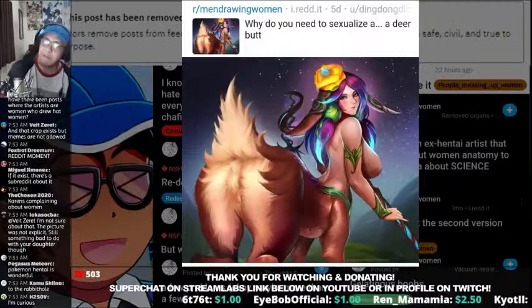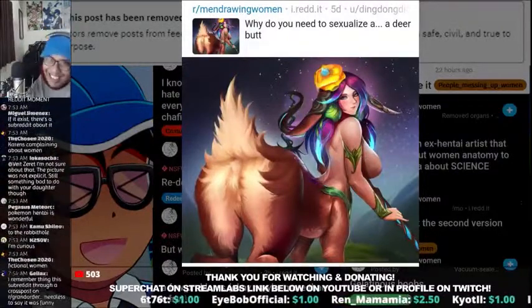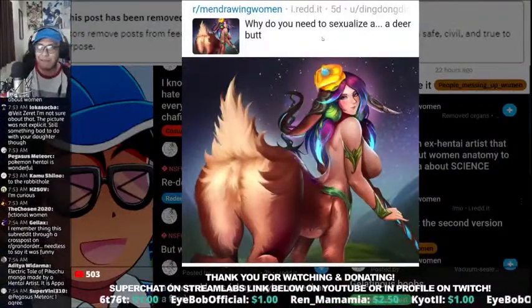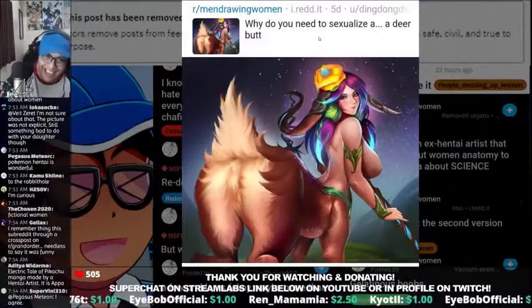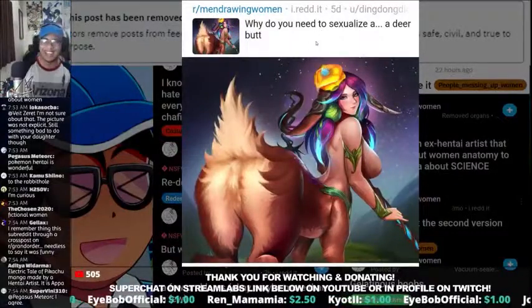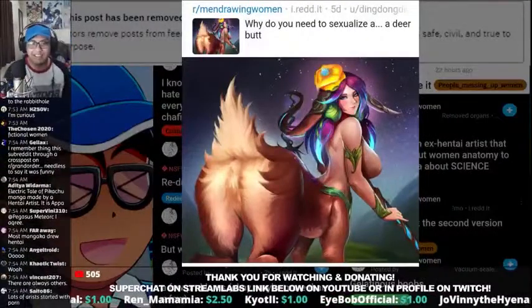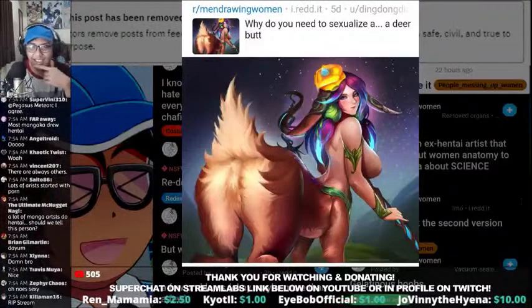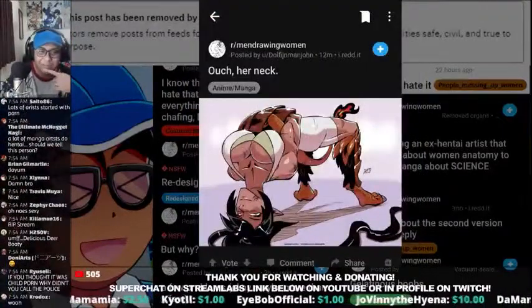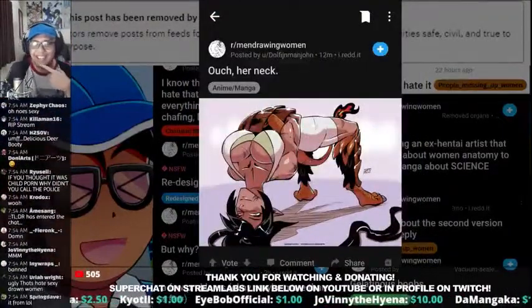Damn, that is... I'd hit that. Why do you need to sexualize a deer butt? I mean, why the fuck not? I'd hit that. I don't know about y'all, fam. Nice. That's some really nice centaur butt right there. Yes, baby. Centaur? Ouch, her neck.